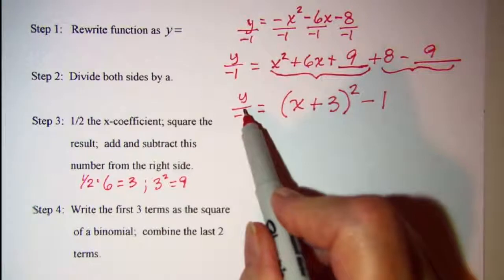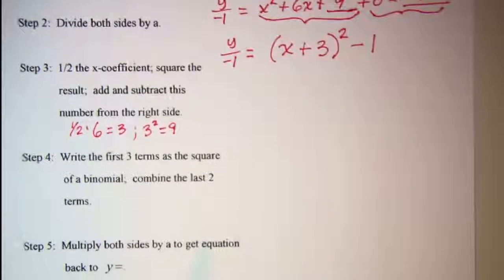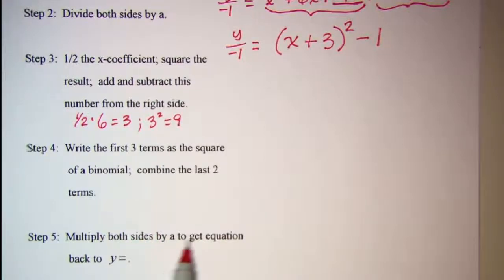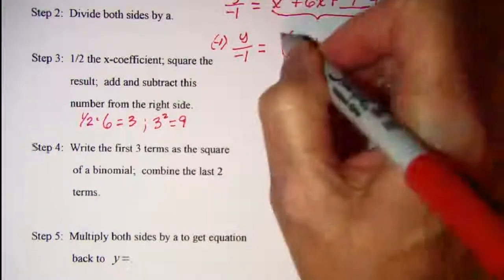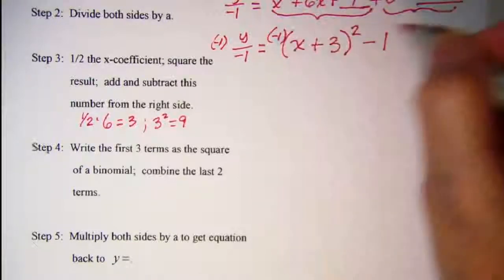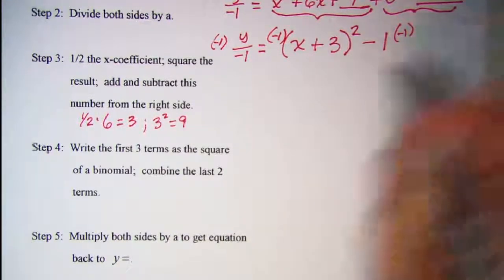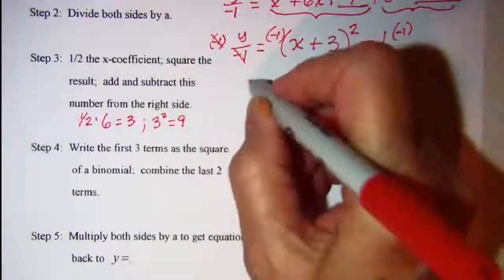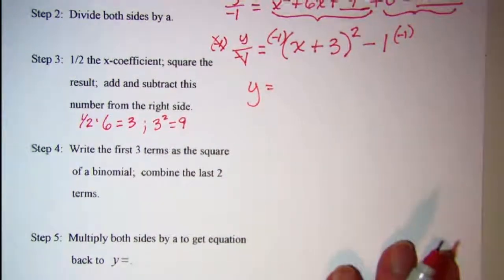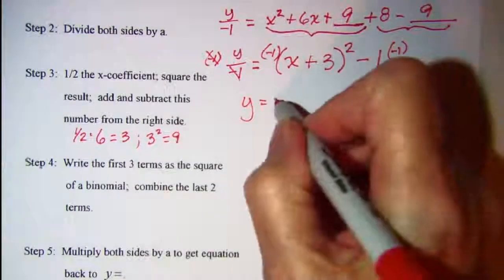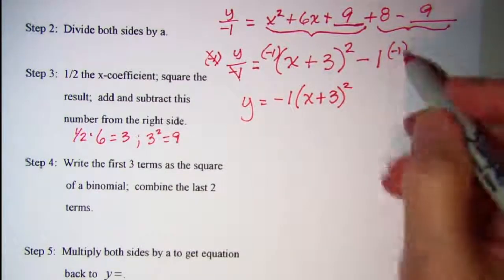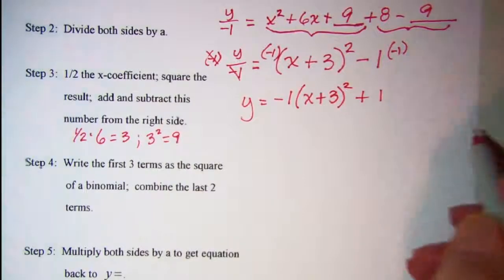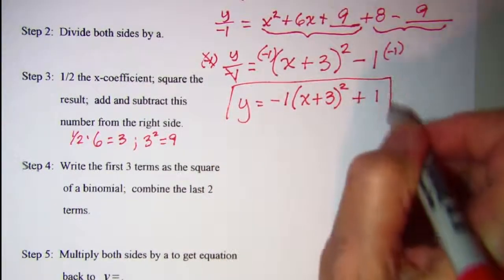And then finally, I need to multiply both sides by a to get the equation back to just y equals. So if I multiply both sides by negative 1, this cancels and I get y equals negative 1 times x plus 3 squared and then plus 1. So this is the vertex form of my equation.